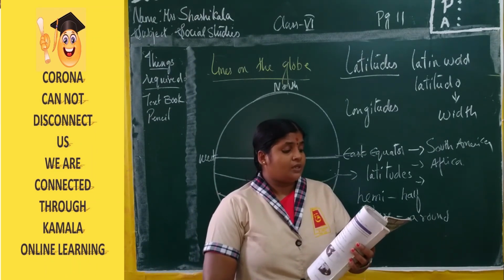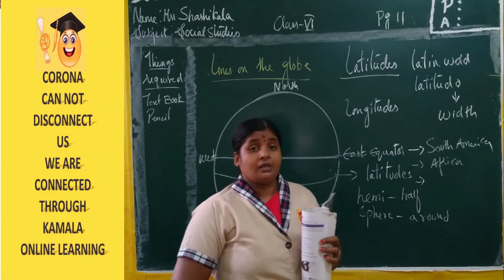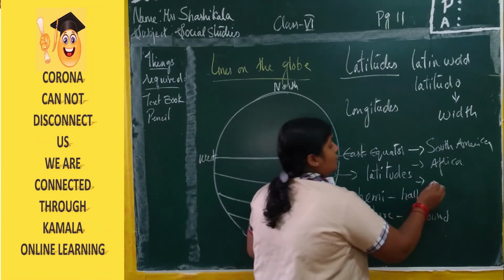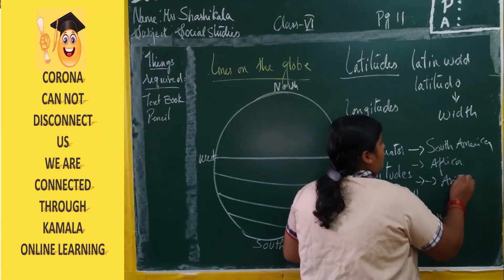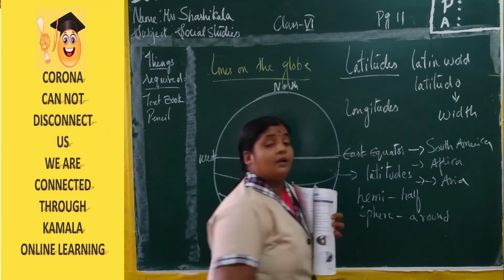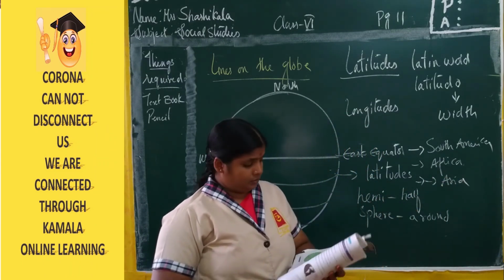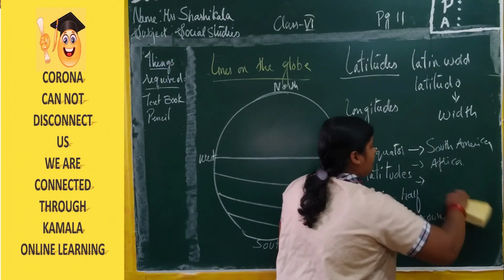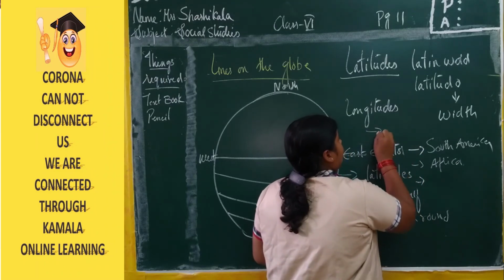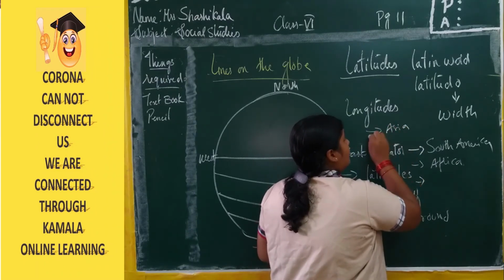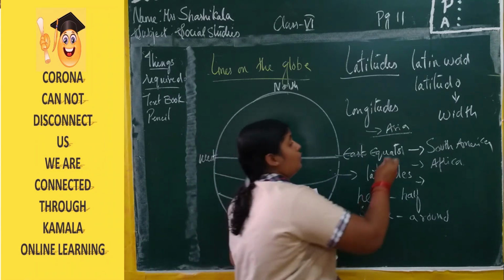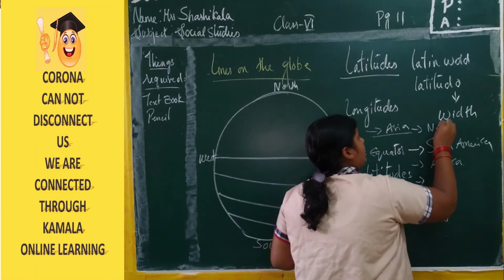In which hemisphere is India located? Our India is in the Asian continent. In the Asian continent, our India lies, and the Asian continent is the largest continent, and it will come under the northern hemisphere.